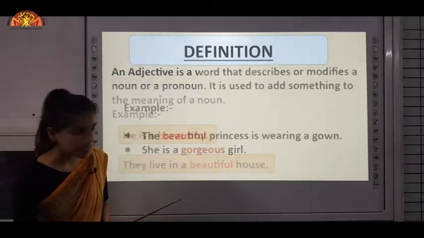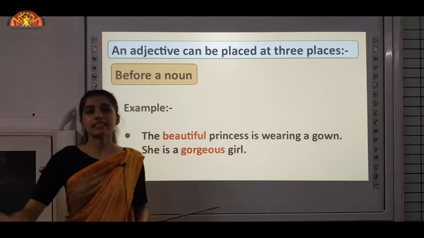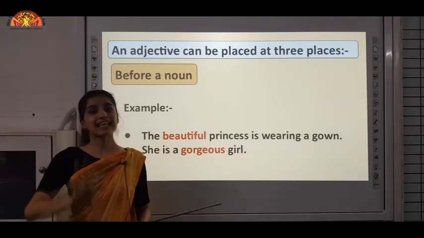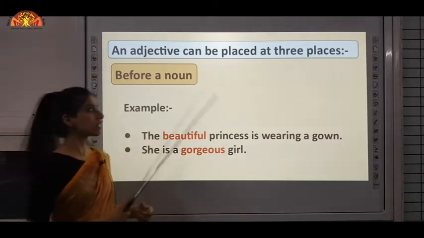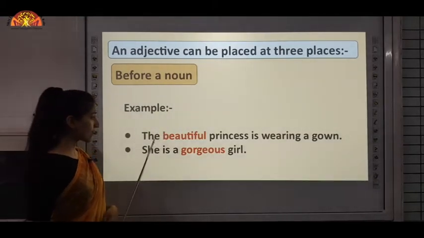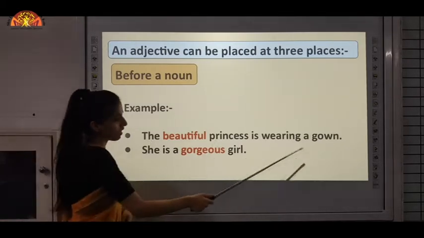Now let's see how these adjectives are placed in a sentence. What is their position in a sentence? They are placed at 3 places. The first one is before a noun. Let's look at this example. The beautiful princess is wearing a gown.